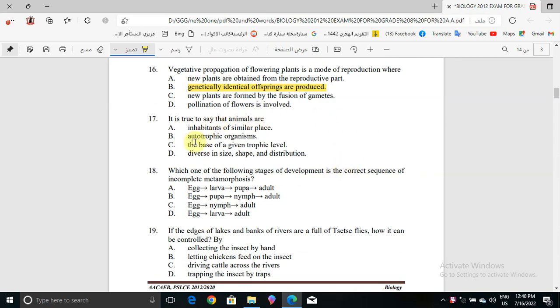Now question number 17. It is true to say that animals are what? Inhabitants of similar place? No. Autotrophic organisms? No. The base of given trophic level? No. Diverse in size, shape, and distribution? Yes. This one is the correct one.